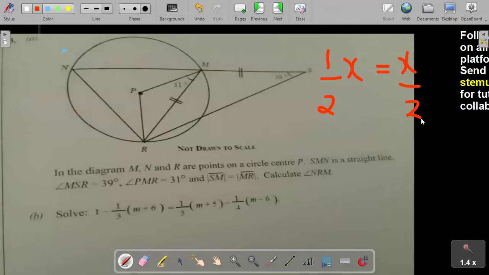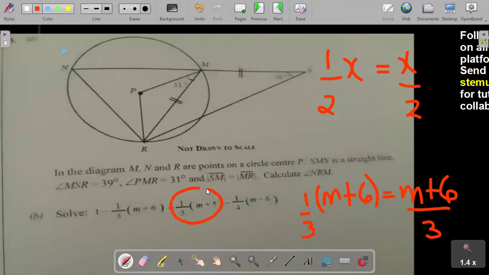Okay? So this 1 over 3 you are seeing here, 1 over 3 into n plus 6, you can just write it as n plus 6 over 3. You see that? Yes, sir. So I'll do the same thing here. So let's do that.